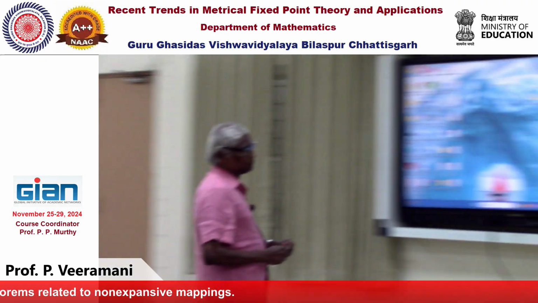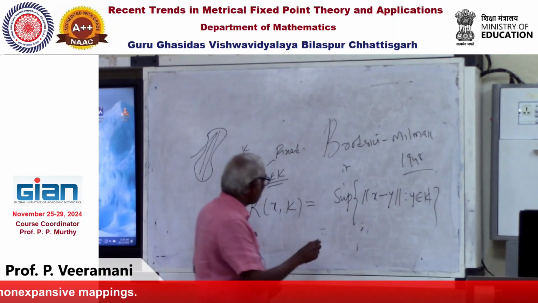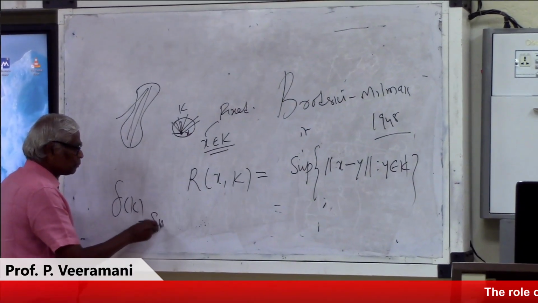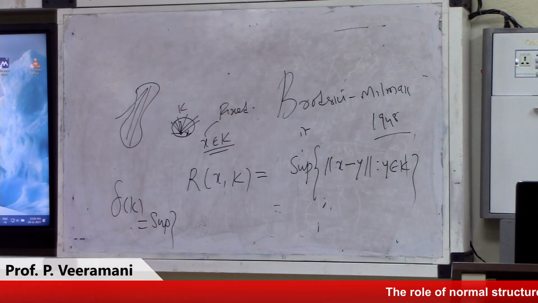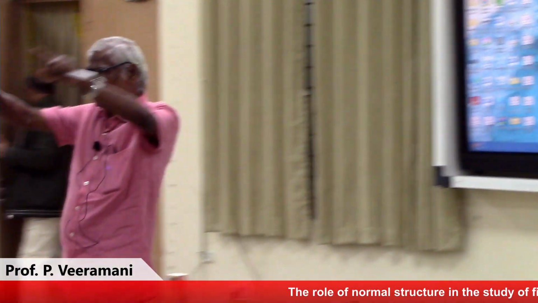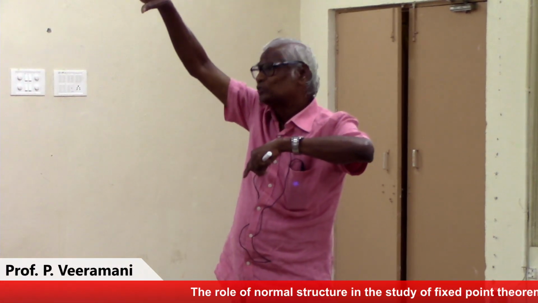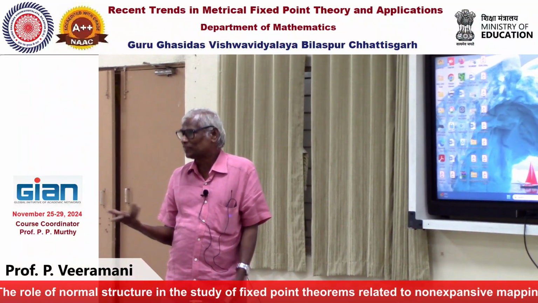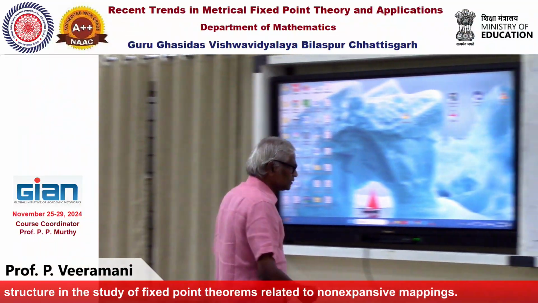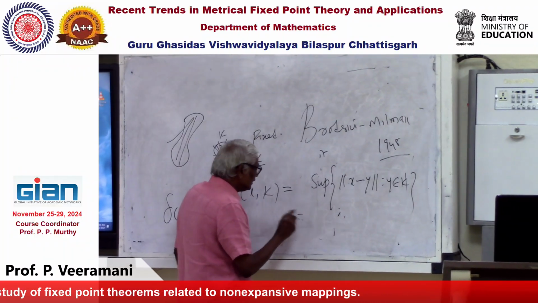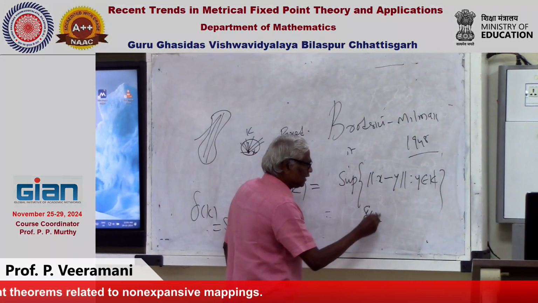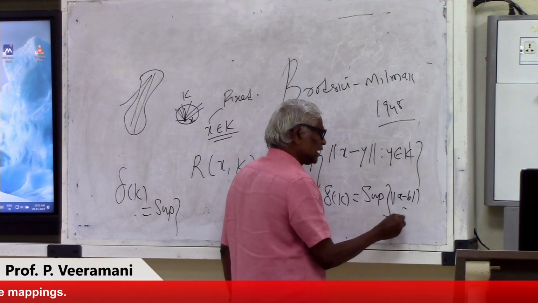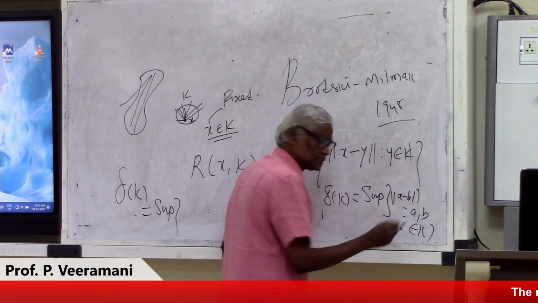So the supremum exists, and what is the diameter of the set? Diameter of K is equal to the supremum of, how do we define diameter? The distance between any two points, then take the supremum. We should not say maximum, because maximum has no meaning if we do not know whether it exists or not. So the diameter of K is the supremum of norm of a minus b, where a, b belong to K. This also exists.